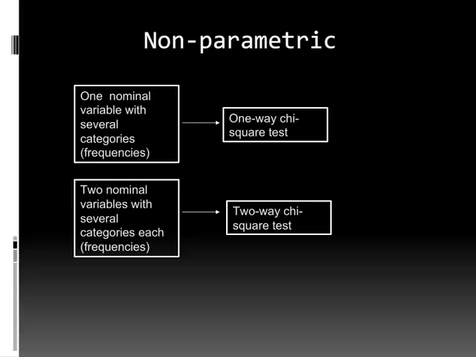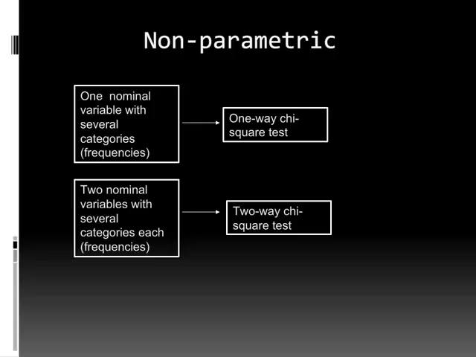So the nominal variable we already have is whether or not students are type A or type B. The second nominal variable we can add is gender. Are students male or female? The two-way chi-square test essentially tests an interaction, that is whether the frequencies in the categories of one variable are dependent or not on the frequencies in the categories of the second variable.